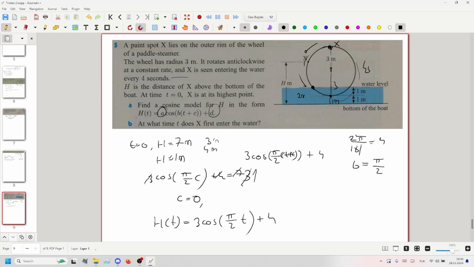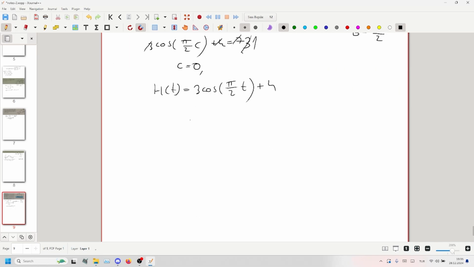Okay, so the second question asks us at what time t does x first enter the water. So x is rotating along this point, and when it first enters the water, it'll be at this point. So it asks us what the value of t is when x is at this point. So here the h is equal to 2 meters, as you can see. So we can just equate h of t to 2 meters. So it's 3 cosine of pi halves t plus 4 is equal to 2, so this is equal to negative 2. So it's equal to negative 2 over 3.